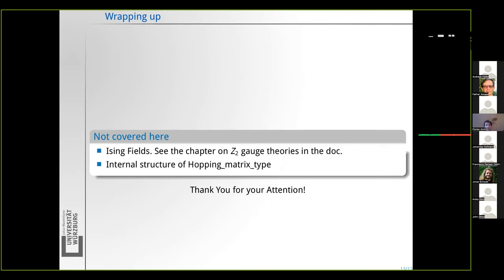So this brings us to the end of this presentation. What is not covered here is the usage of the Ising fields and the coupling. For that, I refer you to the chapter on these Z2 gauge theories in the documentation. And maybe you want to know more, if you want to use it for your own research, about the internal structure of the hopping matrix type that is used. Okay, and with that, thank you for your attention.